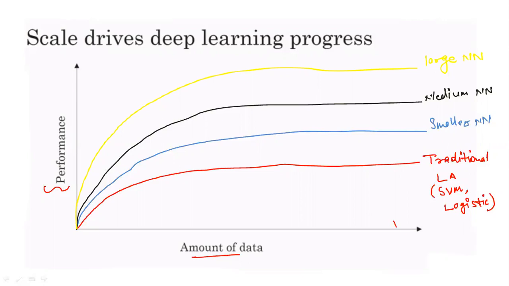And along with the size of the neural network, the amount of data plays a very important role if you want to have a better performance of the learning algorithm. So basically what we mean by the amount of data, let me change the color of ink.